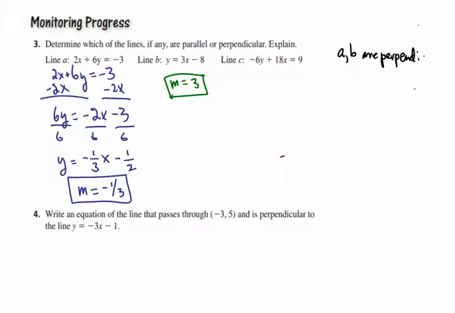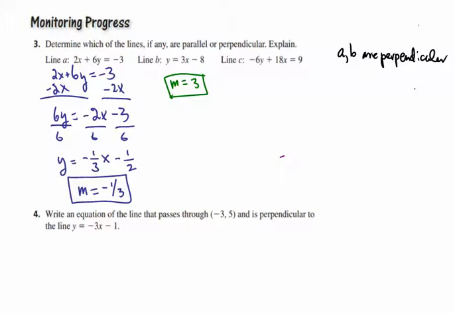Now, will lines always be either parallel or perpendicular? No, not necessarily so. But whenever the slopes are opposite signs and reciprocals of one another, then they will always be perpendicular. Whenever the slopes are the same, then the lines will always be parallel to one another.